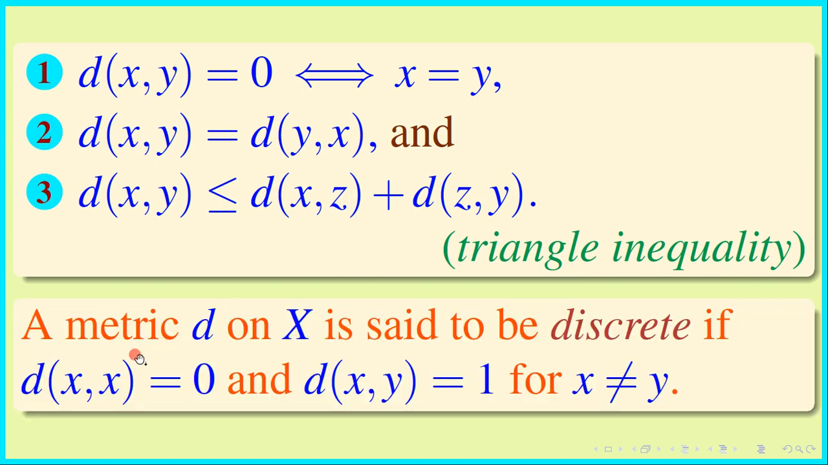A metric d on X is said to be discrete if d(x,x) is equal to 0 and d(x,y) is equal to 1 for all x not equal to y.